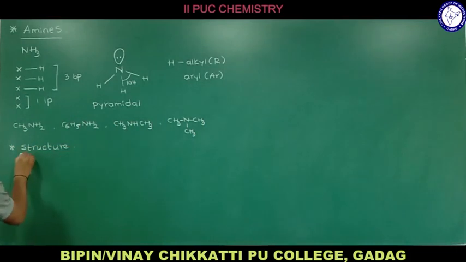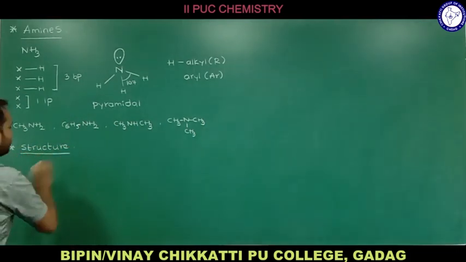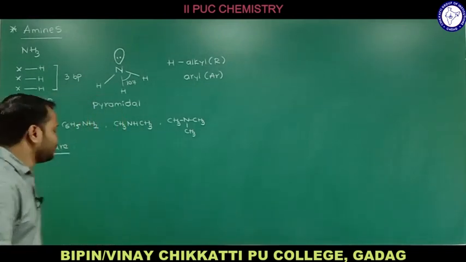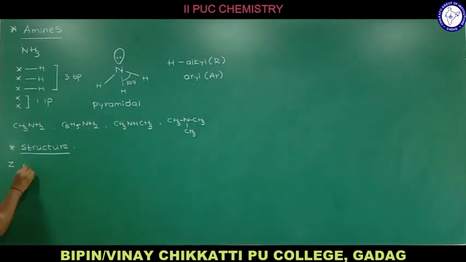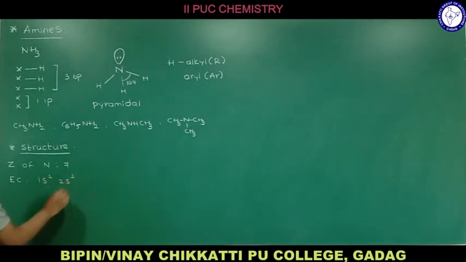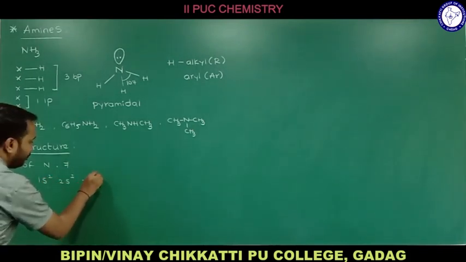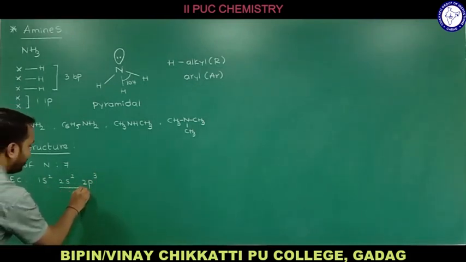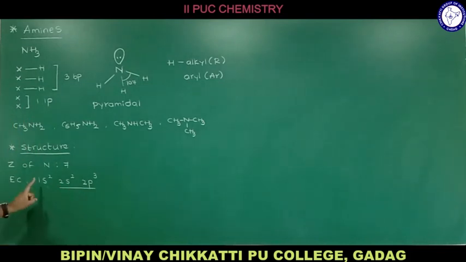As we know, nitrogen is the center atom. We will find out the hybridization of nitrogen. The atomic number of nitrogen is 7. The electronic configuration of nitrogen is 1s2, 2s2, 2p3. As we know, nitrogen has 5 valence electrons. The principal quantum number is 1 here, and here the principal quantum number is 2, which is the outermost, therefore we have 5 valence electrons.